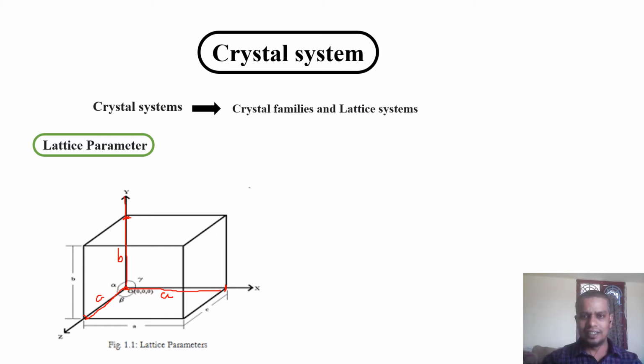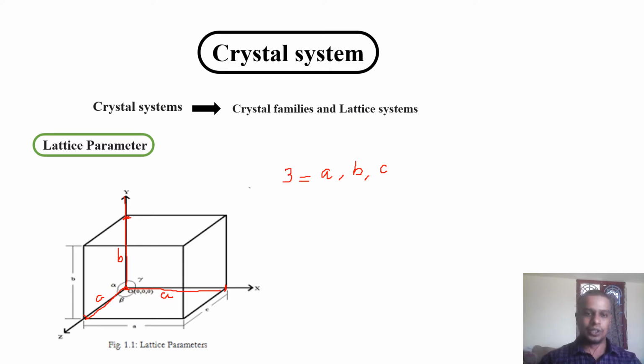So hence there are three parameters: the intercept along the x-axis a, the intercept along the y-axis b, and the intercept along the z-axis c. These are the three intercepts that define the length of the unit cell. So the first three parameters are a, b, c.